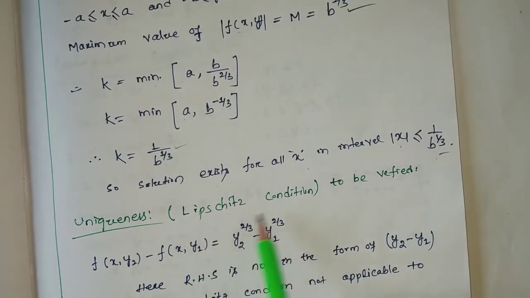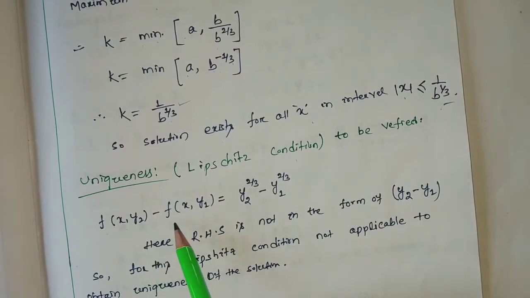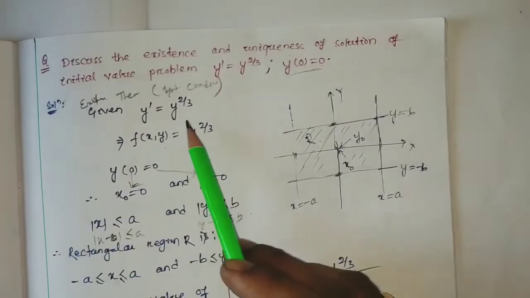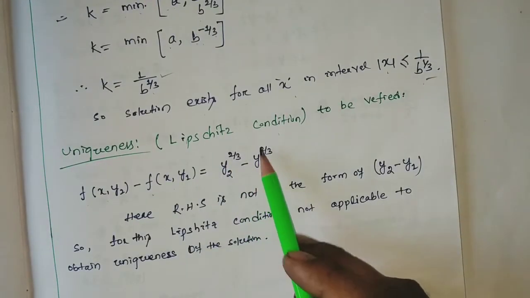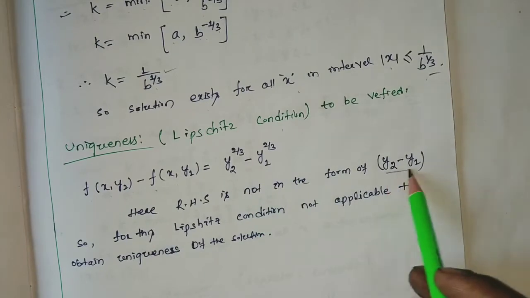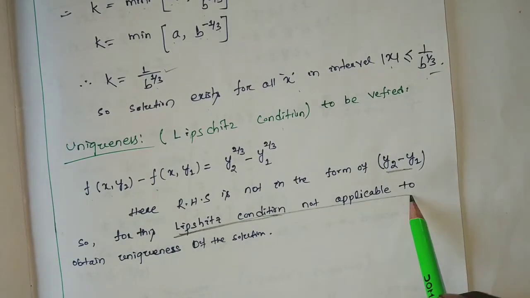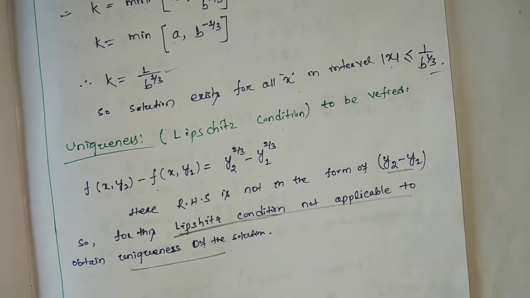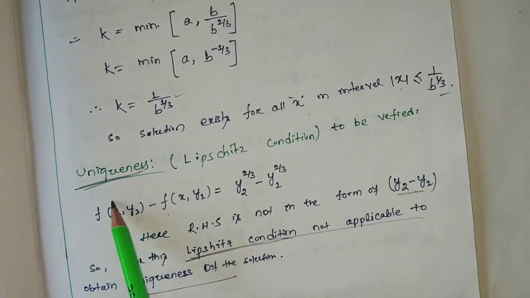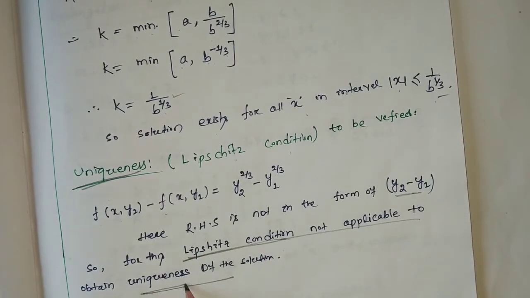Now we are going to consider the Lipschitz condition. To verify the Lipschitz condition, we have to consider f(x, y2) minus f(x, y1), which is equal to how much? This will be y2 to the power 2 by 3 minus y1 to the power 2 by 3. Here you can see the right hand side is not in the form of y2 minus y1. So for this initial value problem, the Lipschitz condition is not applicable to obtain the uniqueness of the solution. So for this question you have to write up to this much, and for the uniqueness, the Lipschitz condition could not be applicable to justify the uniqueness of the solution, right?